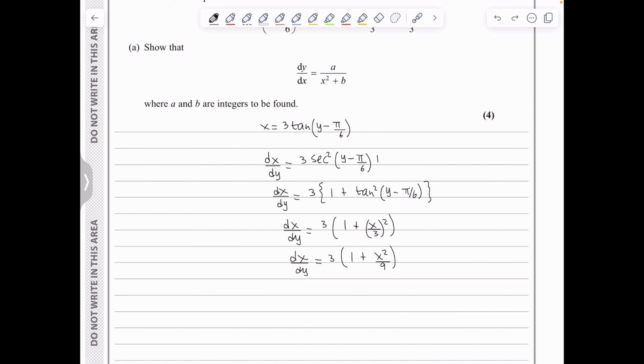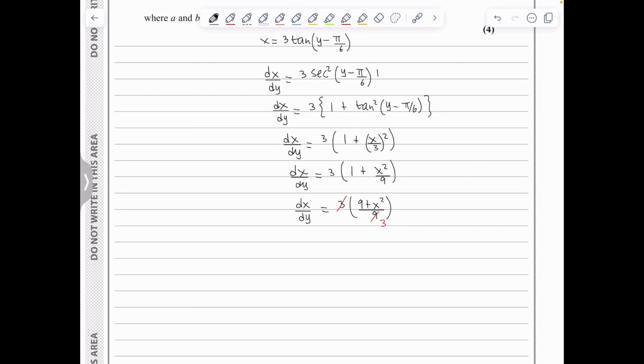I will express the bracket as a single fraction, so we've got dx/dy is equal to 3 brackets (9 plus x squared) over 9, and we can see that the 3 with the 9 cancel out, leaving a 3 in the denominator, which simply means that to obtain an expression for dy/dx, I will take the reciprocal of the right hand side, which is 3 over (9 plus x squared), and therefore we conclude that the constant a is 3 and the constant b is equal to 9.